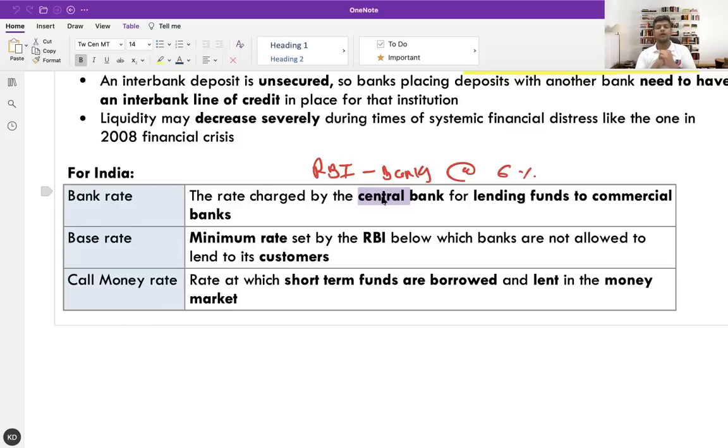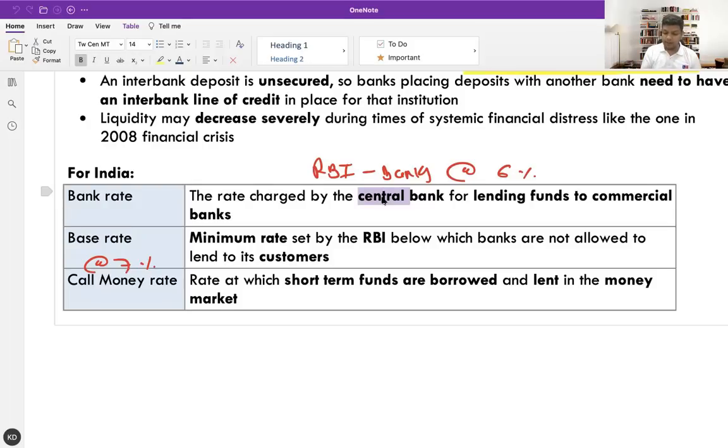Clear? Now, there is another rate which is called the base rate. Base rate is the minimum rate set by RBI. No bank can lend to customers below this rate. For example, let's say the base rate is decided at 7%. Of course, now the rates are very low, but a base rate of 7% means no bank in India will lend to a customer below this. They will lend at 7% plus a spread. The spread depends on the customer's credit score. But 7% is the minimum rate. That's the base. You cannot charge customers less than this. Is that clear?